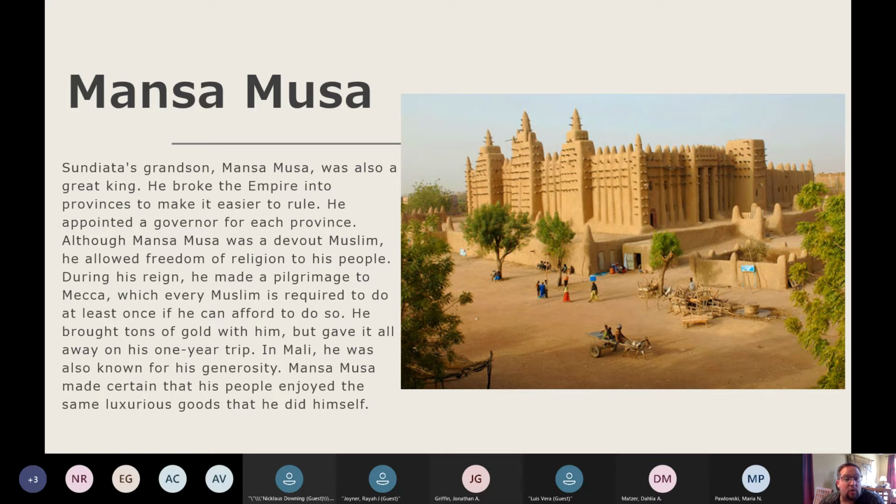He brought tons of gold with him, but gave it all away on his one-year trip. In Mali, he was known for his generosity. Mansa Musa made certain that his people enjoyed the same luxuries and goods that he himself did.